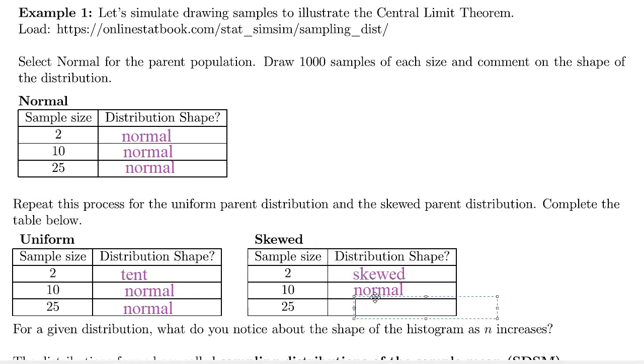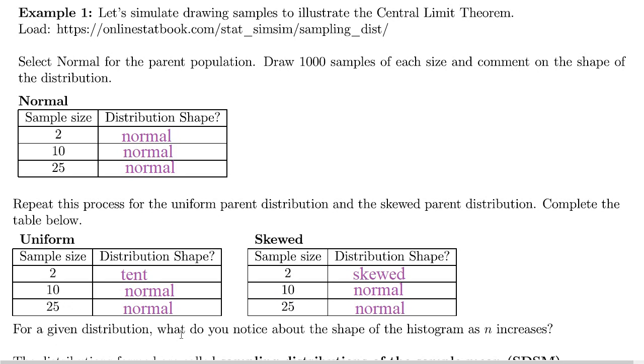So what we can see is that if you start with a parent distribution that is normal here, then the distribution of repeated samples of all sizes is normal. If you start with something that's not normal though, uniform or skewed, then your smaller samples are less normal. So you've got a tent distribution here, and this one was still skewed. It wasn't until we had repeated samples of a larger size that the histogram got more normal.